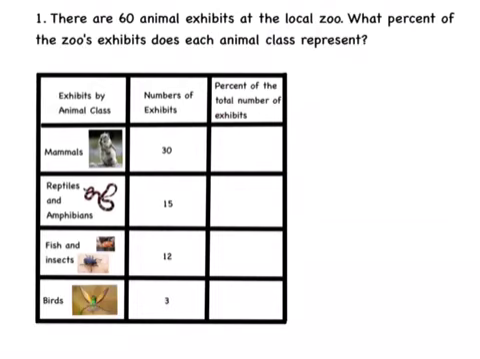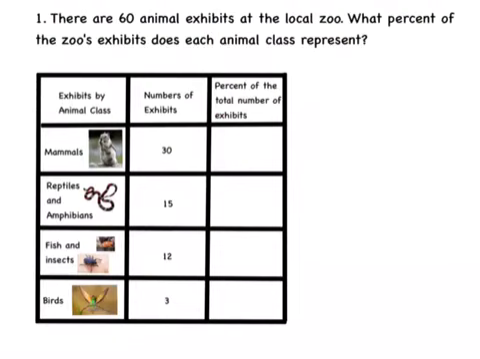Okay, so let's read the chart. Exhibits by animal class: mammals, reptiles and amphibians, fish and insects, birds. Number of exhibits: 30, 15, 12, and 3 each. So let's solve the question.